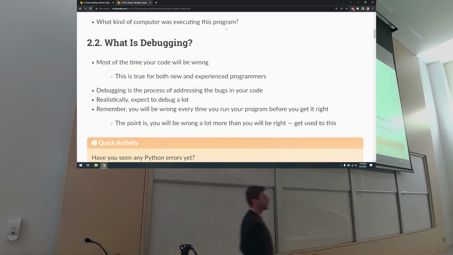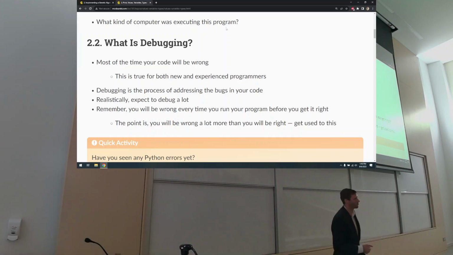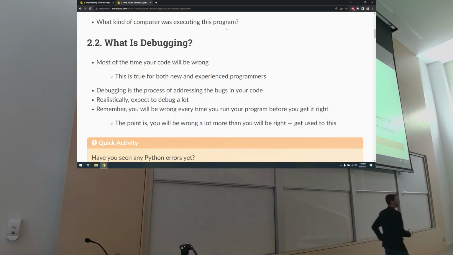Debugging. There's programming and then there's debugging. What's debugging? Well, honestly, it's really what programming is, like I was saying yesterday. Most of the time, your code's going to be wrong. It doesn't matter if you're new or have been doing it for decades. That's the case. Debugging is the process of addressing the bugs in your code, the bugs being mistakes, errors. And there's different types of bugs. They're all over the place. Realistically, expect to be debugging a lot. Realistically, expect that to be what you're doing most of the time. That is what programming is.